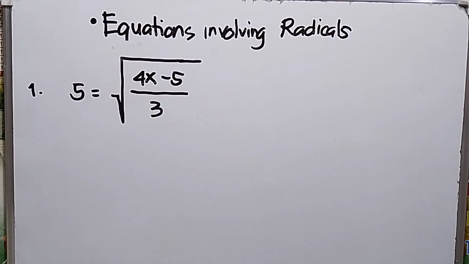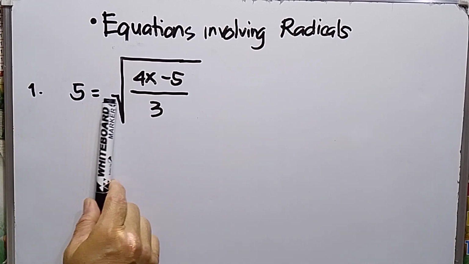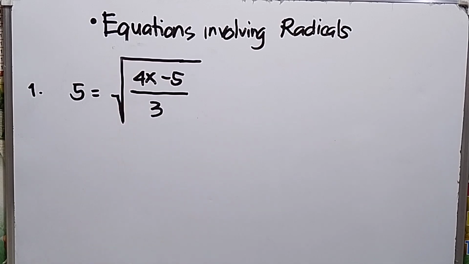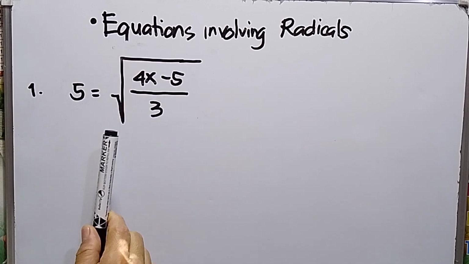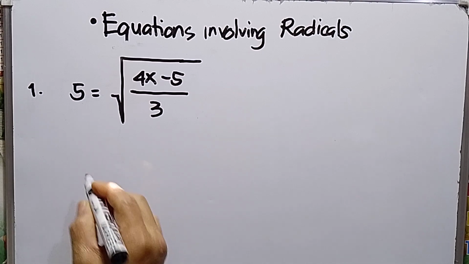This math is intended for grade 8 students. I have here number 1: 5 is equals to square root of (4x minus 5) over 3. So for number 1, we are asked to solve the value of x. And after this, I need to show you the solution, or I mean the checking. So first thing to do is to square both sides.